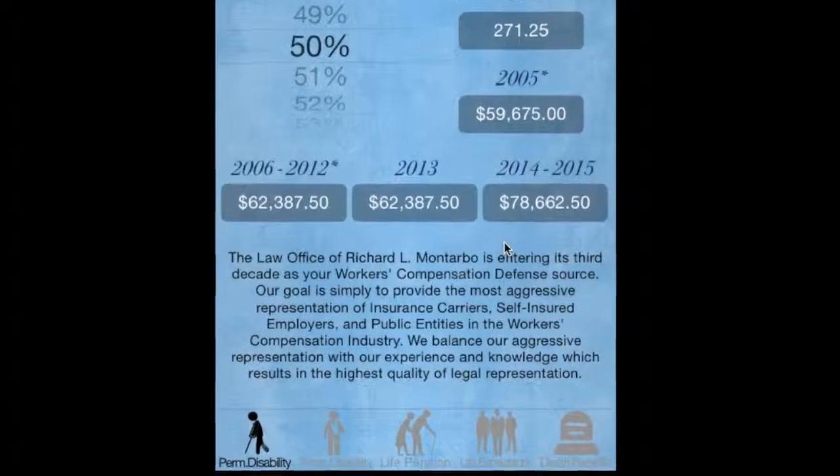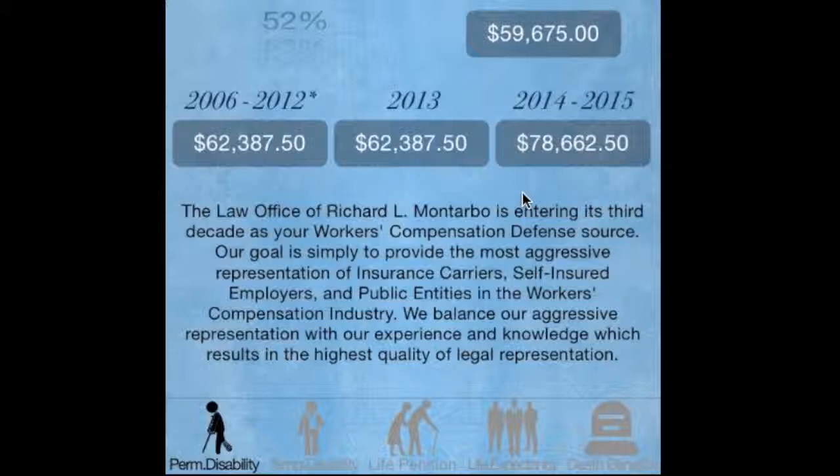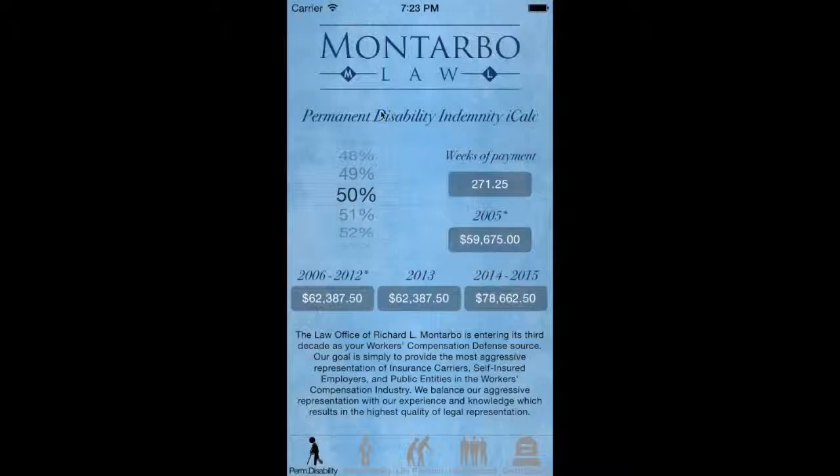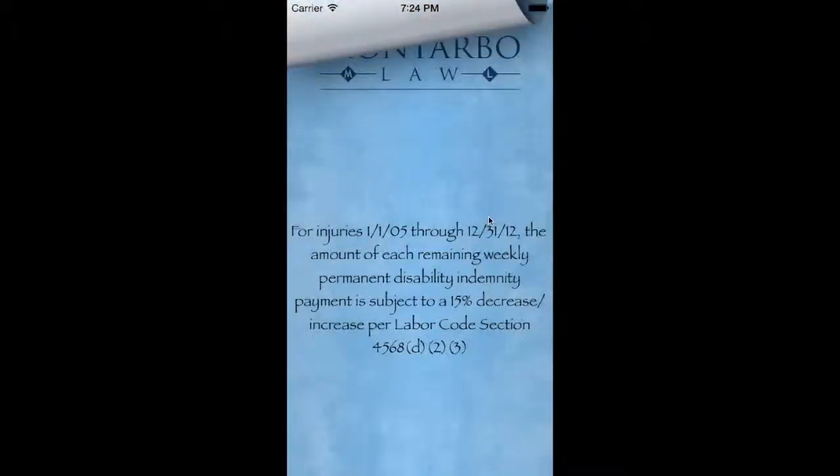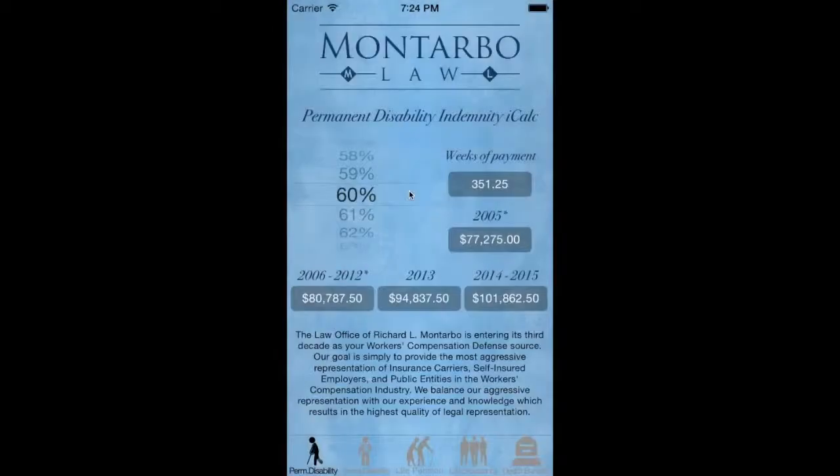First, you will note that along the bottom, icons are present for PD, TD, life pension, life expectancy, and death benefits. Let's start with permanent disability. For example, let's say 60% of a 2005 date of injury. That would produce $77,275. And you'll note that additional comments, expectations, and explanations are just a click away.